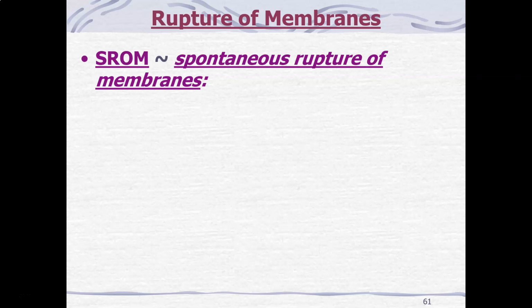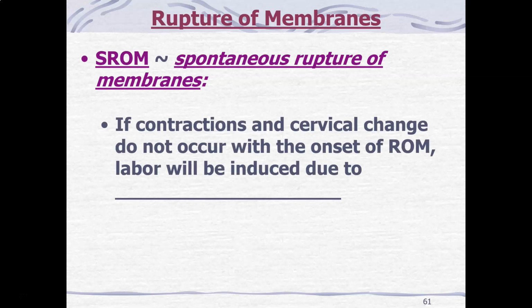Rupture of membranes. We can have spontaneous rupture of membranes or artificial rupture of membranes. With spontaneous rupture of membranes, we call this SROM. If the contractions and cervical change do not occur with the onset of rupture of membranes, labor will be induced. Why? Well, we're going to induce labor because of the risk for infection for the mom and the baby. If we don't have those membranes around the baby to keep the baby and the uterine cavity protected, then we now have this open passageway for bacteria.